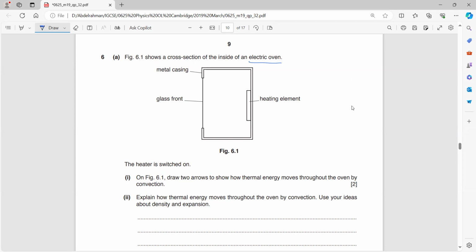The heating element, what does it do to the air? The hot air moves upwards this way, and then when it gets colder, it moves back down to the heating element again. That's the whole point of convection currents. It keeps on moving in circles.